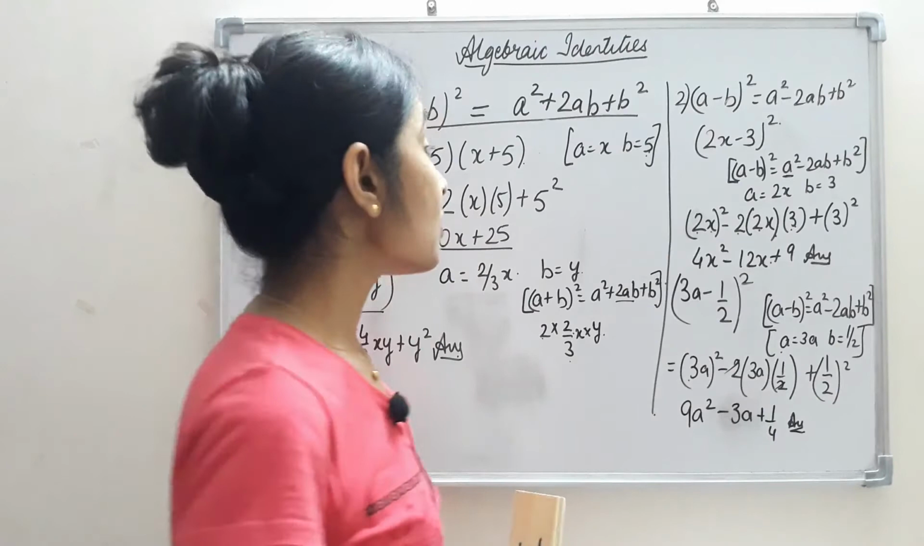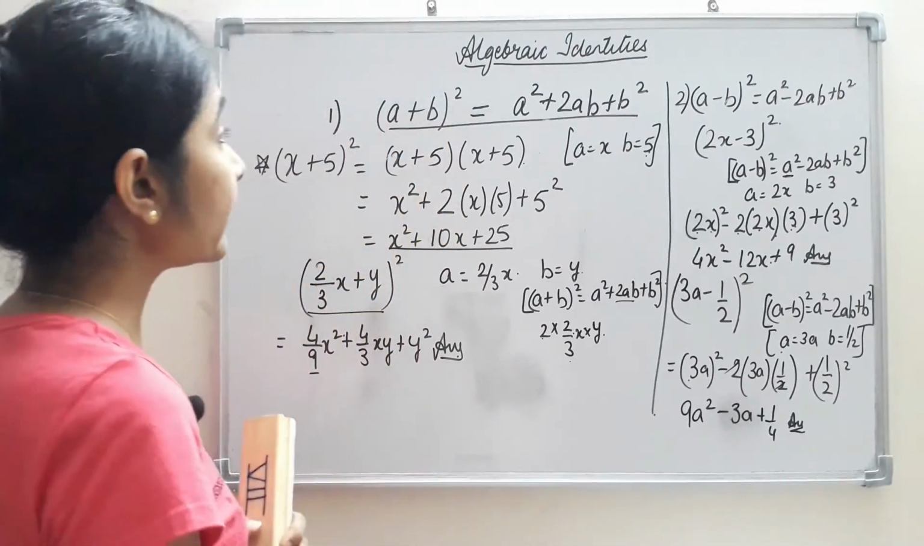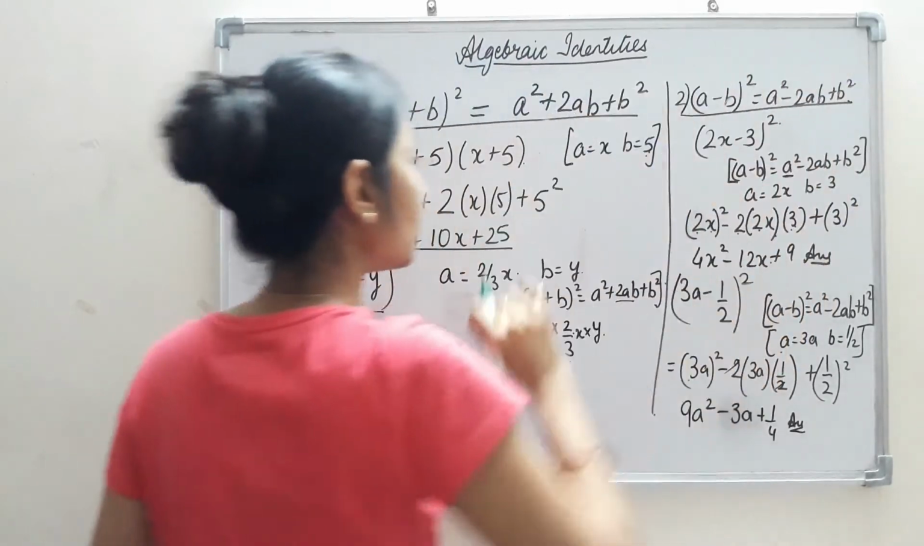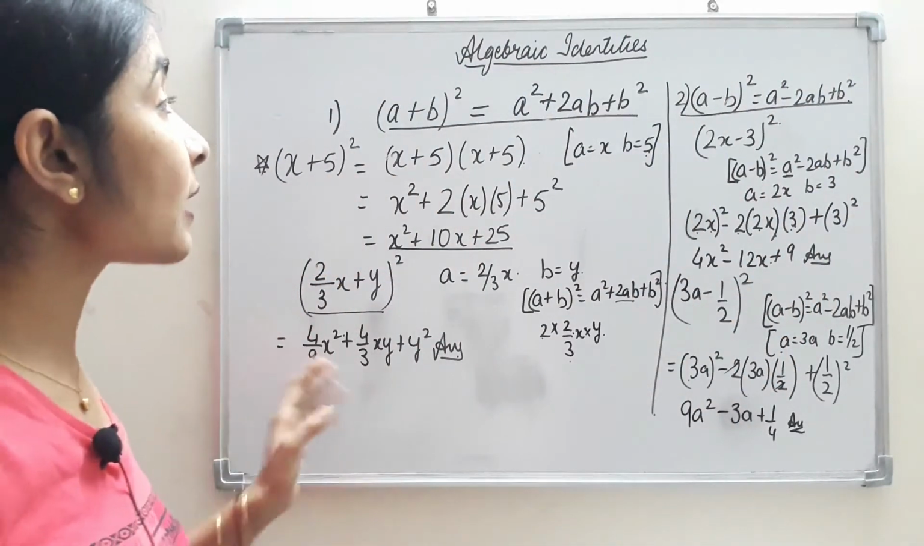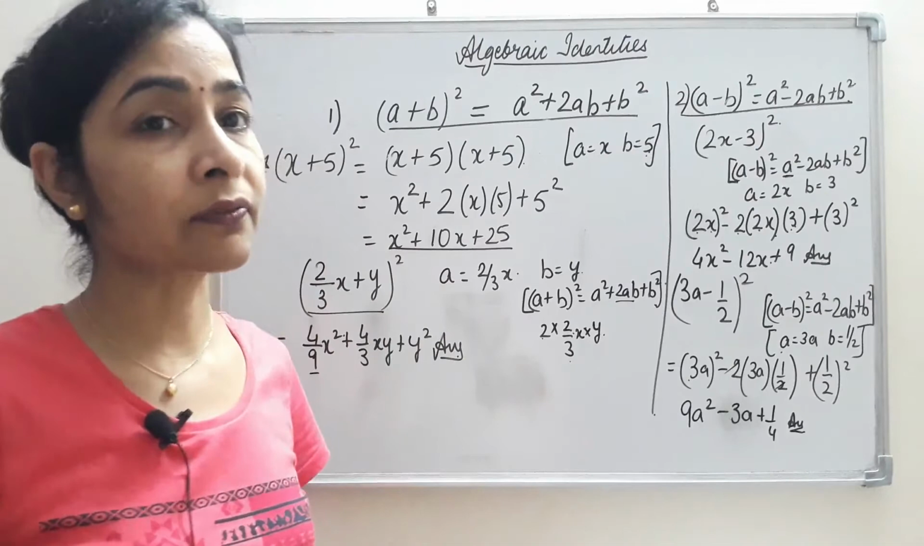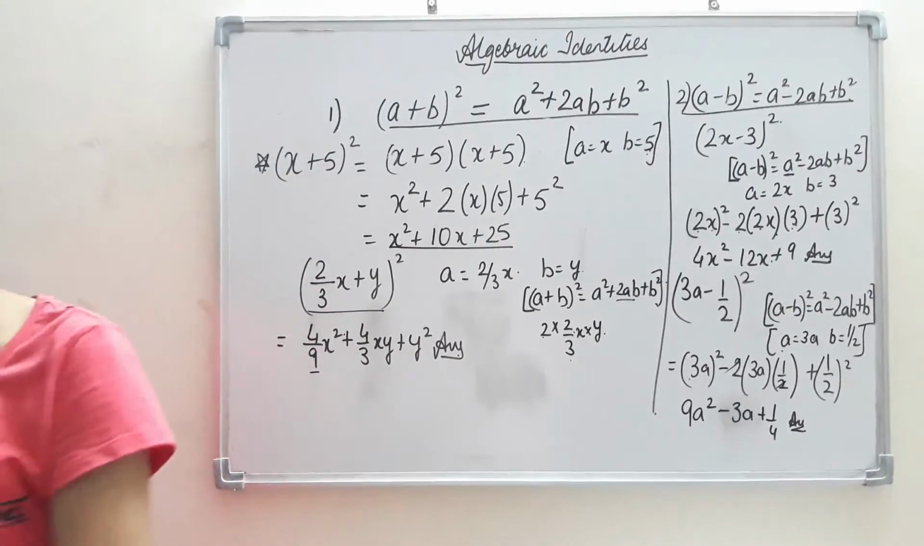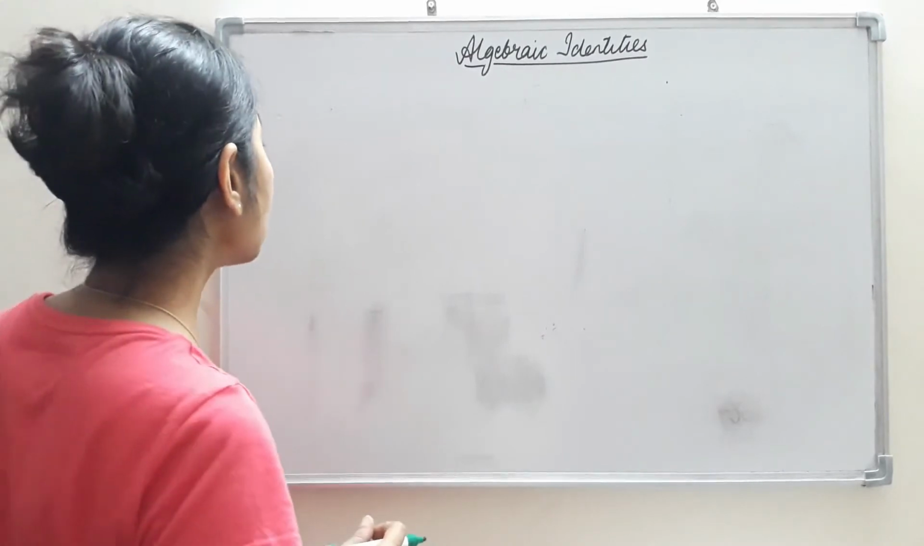Okay, clear? So now these two identities we have done, a plus b whole square and a minus b whole square. Hope you have noted down. Now let us come to two more identities that we are going to see here. So here we are coming to the third identity.